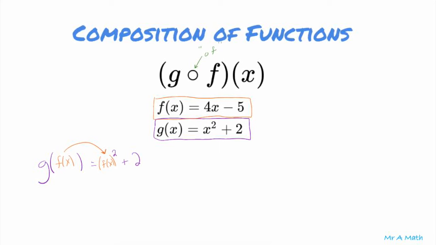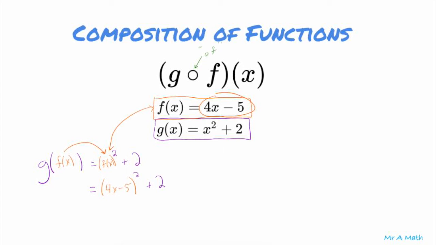And so now the easy part, we just plug in what we know. So I know what f of x is. f of x comes from up here, and f of x is 4x minus 5. So I'm just going to go ahead and plug in 4x minus 5, and it's still to the second power plus 2. And if you remember, we do not distribute this second power.